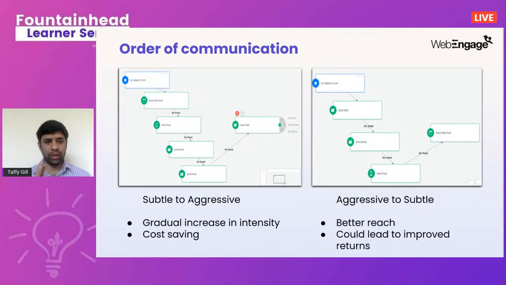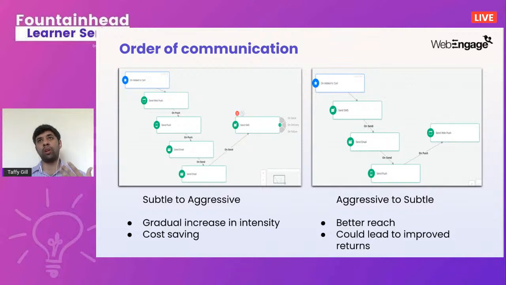Similarly, you could do A/B testing based on the order of communication. On the left-hand side, the approach being used is subtle to aggressive. Channels like web push and app push are relatively subtle compared to channels like email, which is relatively more intrusive, and SMS, which is most intrusive. So brands should ideally A/B test scenarios wherein, for one set of users, you send a web push followed by an app push, then an email, and then the most intrusive channel of SMS. This way, you are gradually increasing the intensity. Plus, it also saves you cost.